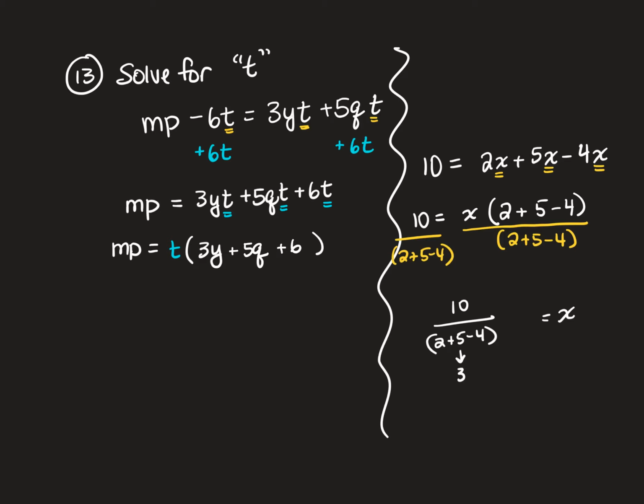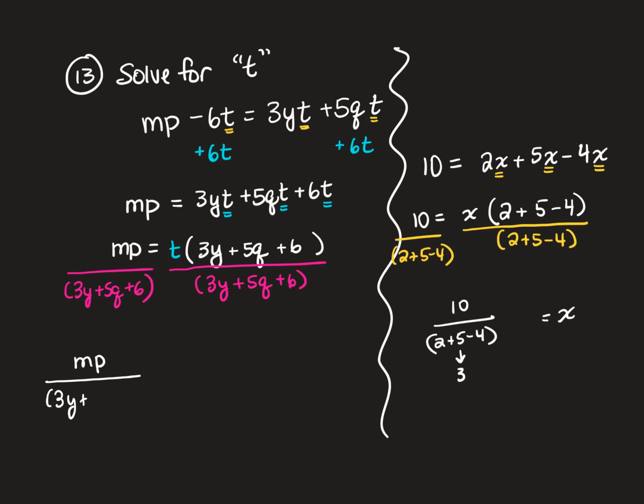So now, just like we did in the previous example, I can say if I want to get t by itself, all I have to do is divide both sides by 3y plus 5q plus 6. And then I get an expression for t. And that expression is MP over 3y plus 5q plus 6. All right. So like I said, I don't want to go into the other 2 examples, or the other 2 problems. I want you to see if you can use this approach now to actually finish solving those.